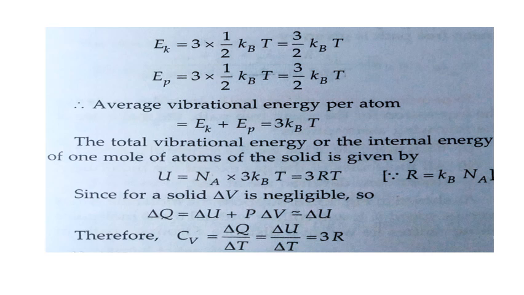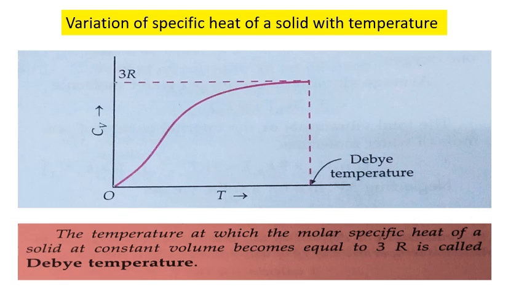So U will be equal to 3 kBT into N, meaning 3 RT. And because for a solid, delta V is negligible, delta Q will be equal to delta U. And you know that Cv is equal to delta U by delta T, so it will be 3R. Here is the variation of specific heat of a solid with temperature. And you can see the temperature at which the molar specific heat of a solid at constant volume becomes equal to 3R, and that temperature is known as the Debye temperature.